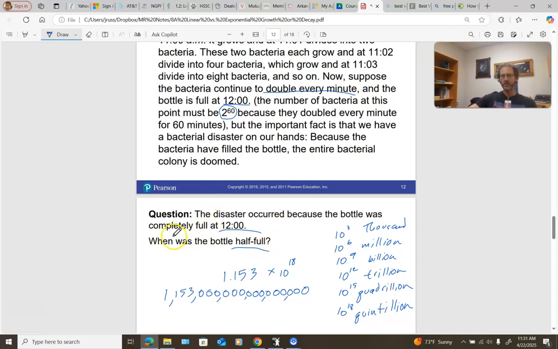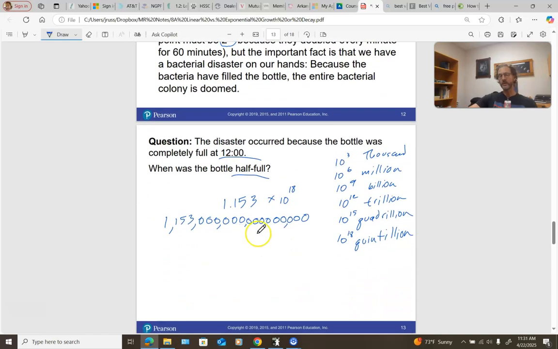Now, back to this question. When was the bottle half full? Well, what students typically tell me, they say it was half full at 11:30. And that's wrong. And the reason it's wrong is because the bacterial colony is not growing linearly. It's growing exponentially. And we as humans have a tendency to think about things, to frame things using linearity.